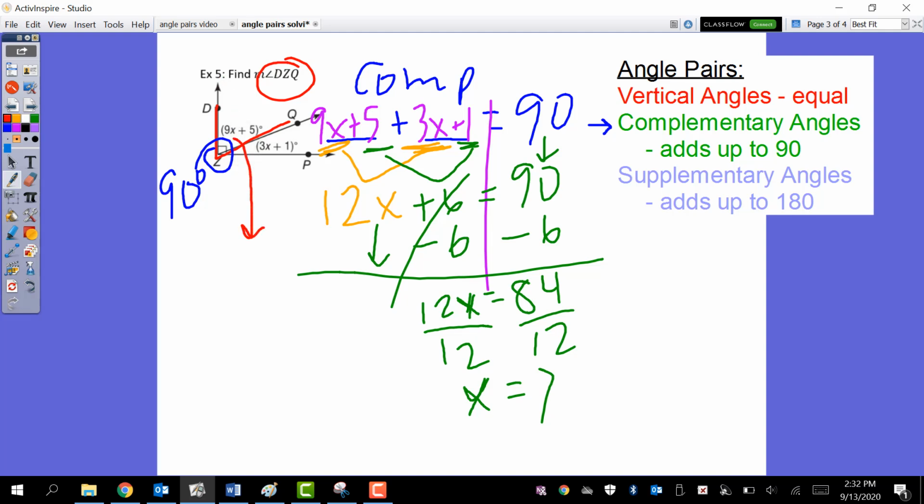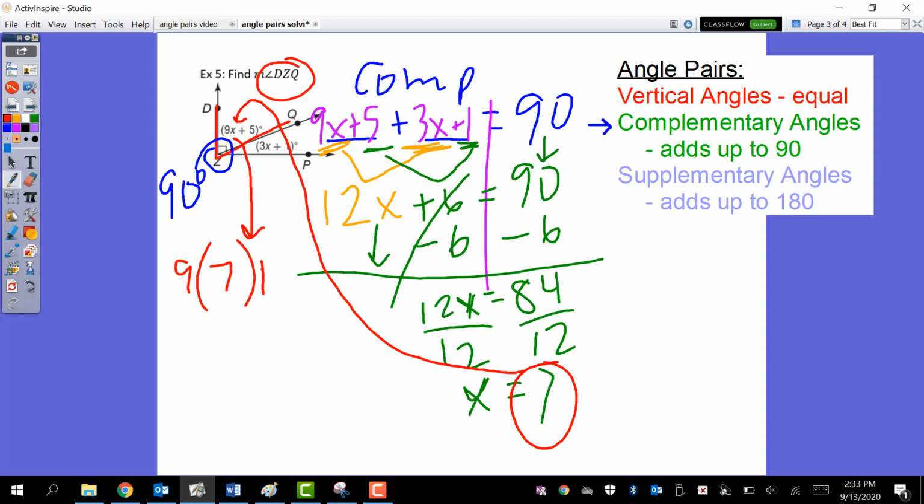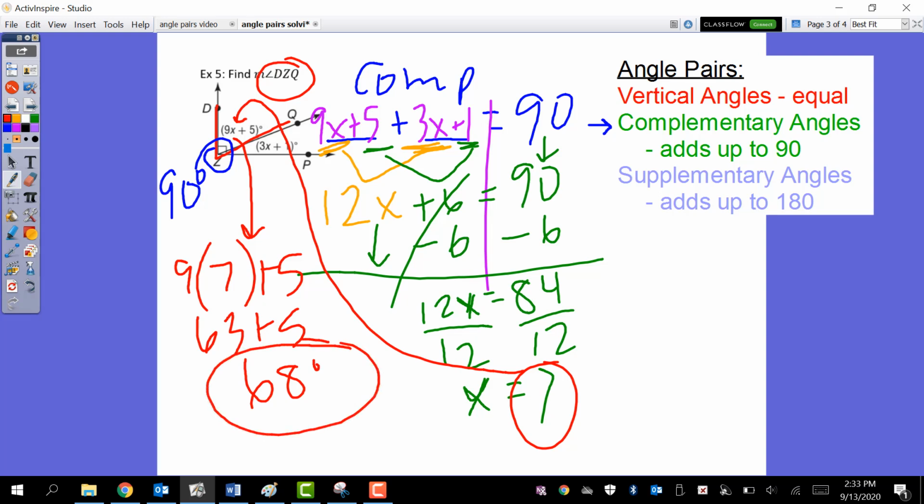So I've got to plug in 7 for x. So I'm doing 9 parentheses 7 plus 5. You can type that in Desmos all at the same time, or you can type it separately in your calculator. So 9 times 7 is 63 plus 5 is 68 degrees. Final answer. We'll super circle that so we know.